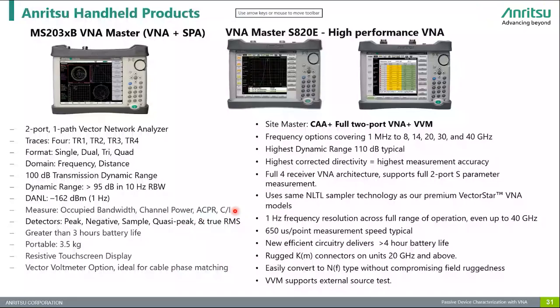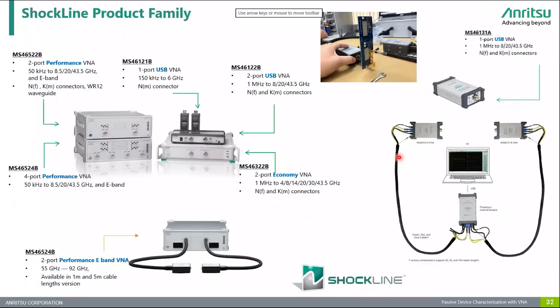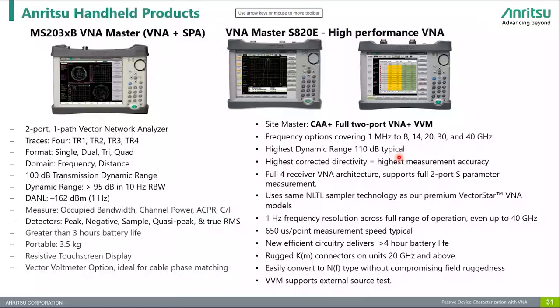Now moving to the S820 SiteMaster, this is a high performance full two-port VNA with cable and antenna analyzer and vector voltmeter capabilities. It supports frequency options from 1 MHz to 40 GHz, making it suitable for both RF and microwave applications. It features a typical dynamic range of 110 dB, a full 4 receiver architecture for accurate S-parameter measurements with 1 Hz frequency resolution and 650 microsecond per point measurement speed. It delivers lab-grade performance in a rugged, portable form.